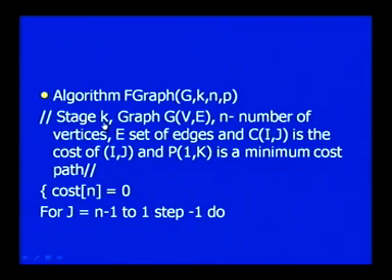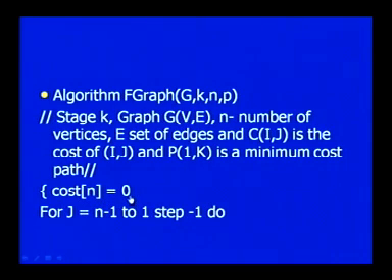K represents the number of stages, graph G of V comma E, and N is nothing but the number of vertices that is present in the graph. E is the set of edges, and C of i comma j is going to be the cost of i comma j, and then we are using an extra parameter P, which is going to record the minimum cost path. So, the algorithm starts like this: cost of n is going to be 0.